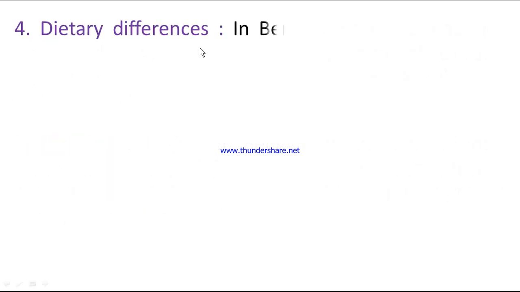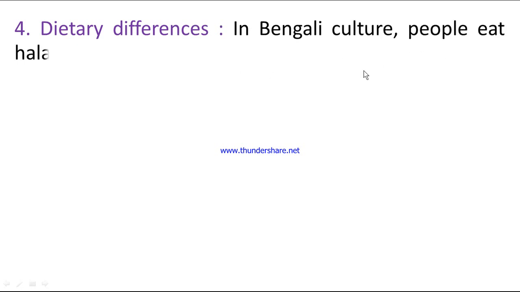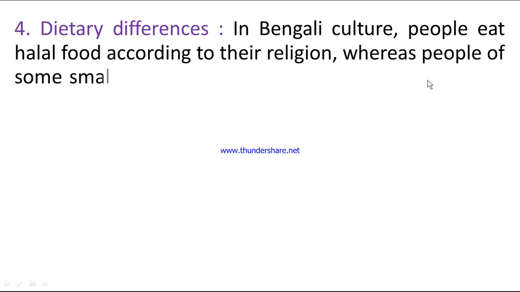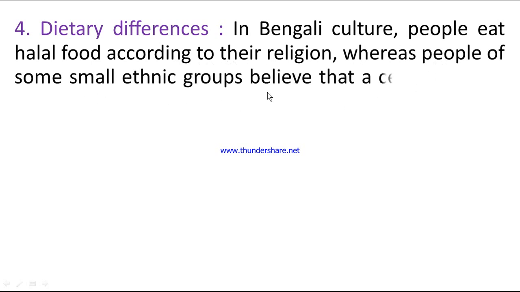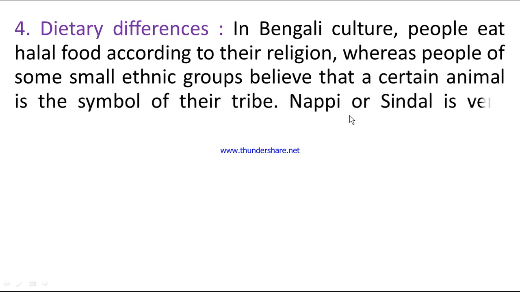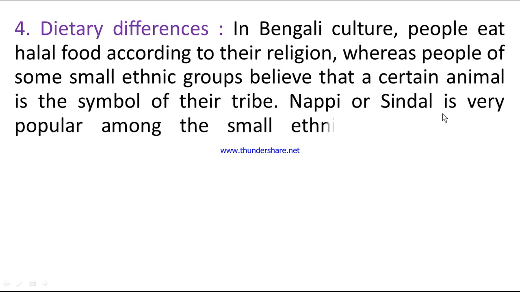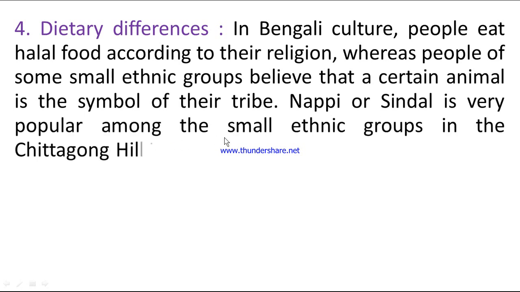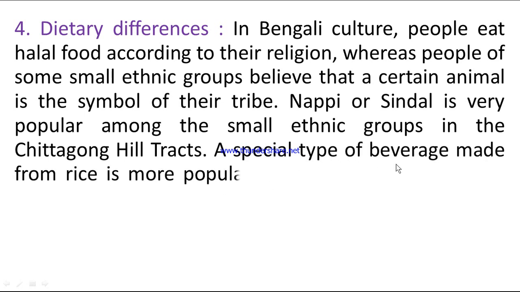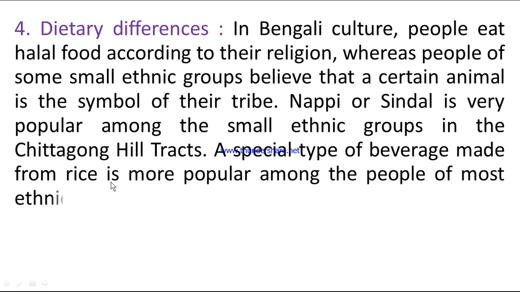Number four, dietary differences. In Bengali culture, people eat halal food according to their religion, whereas people of some small ethnic groups believe that a certain animal is the symbol of their tribe. Napi or sidol is very popular among the small ethnic groups in the Chittagong Hill Tracts. A special type of beverage made from rice is more popular among the people of most ethnic groups.